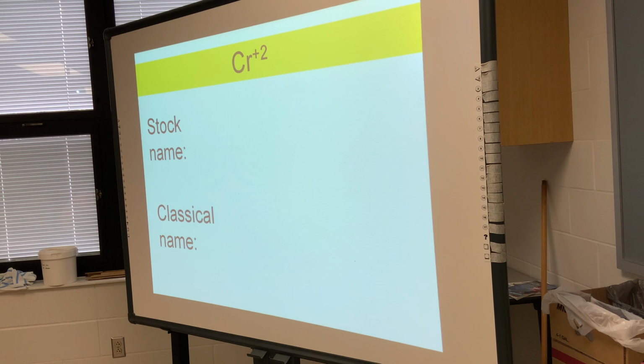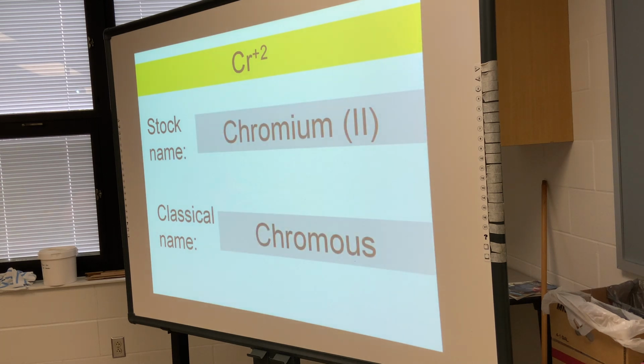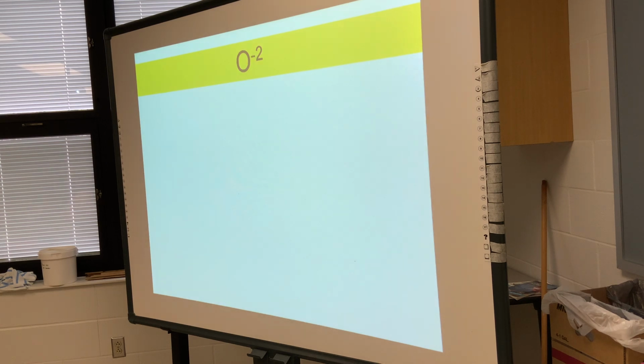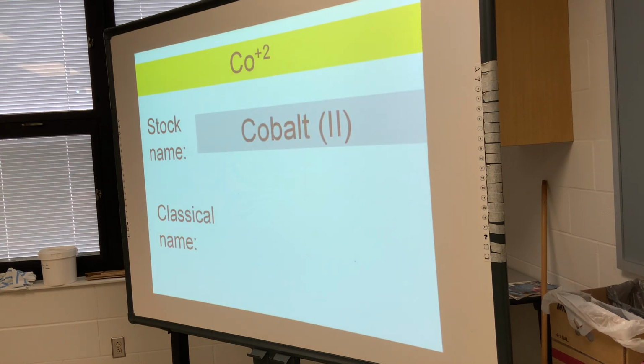Two charges for chromium: 2 and 3. This is the lower of the two charges, so this is chromous, just chromium 2. O negative 2, oxide. Co positive 2, what two charges for cobalt? 2 and 3. This is the lower of the two charges, so cobalt 2, cobaltous.